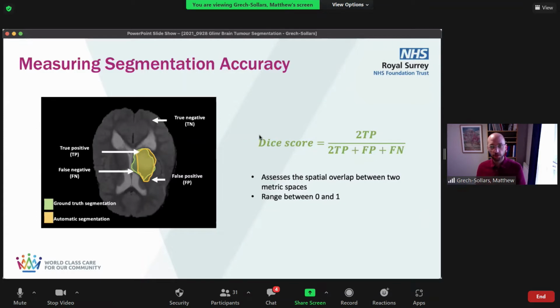So the Dice score is given as a value between 0 and 1, with 1 meaning that there's complete overlap. So there's 0 false positives and 0 false negatives. And as you obviously have more false positives and false negatives, you get a lower ratio.